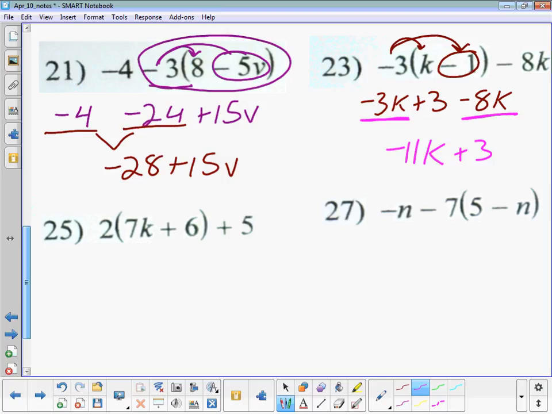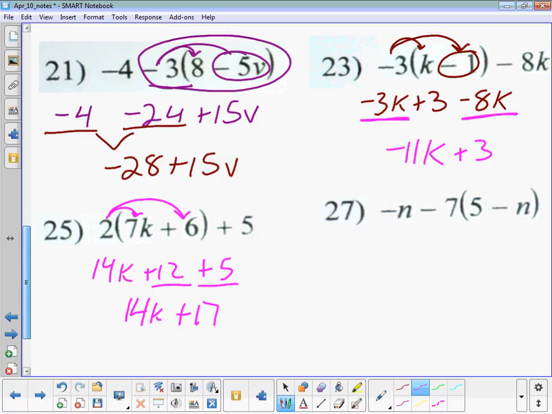Okay, let's look at the next problem. I've got a 2 and a 7k plus 6. So I could make it 7k plus 6 plus 7k plus 6 plus 5 and go ahead and add these 2 groups of 7k's and then the 6, the 6 and the 5. Or I can do it through this distributive property, which says to multiply both of those by that 2. So 2 times 7k is 14k. 2 times 6 is a positive 12. And then I have that plus 5. So I got a 14k, and then these are my like terms, plus 17.